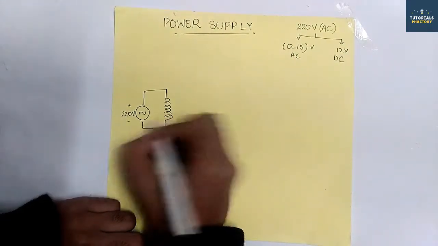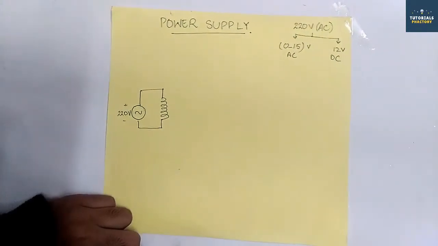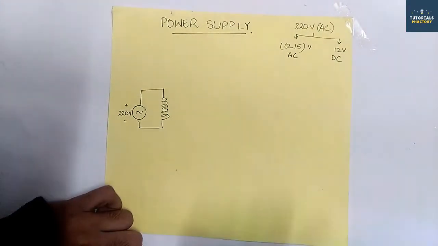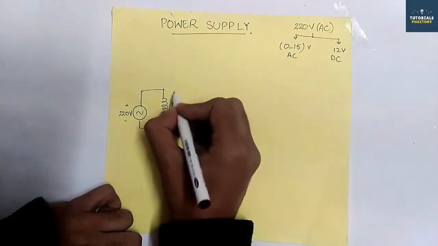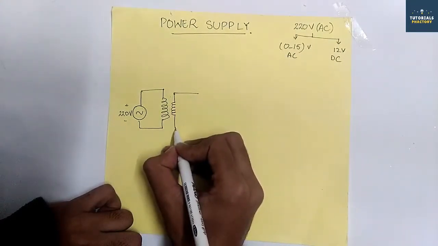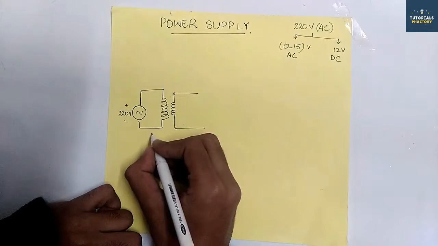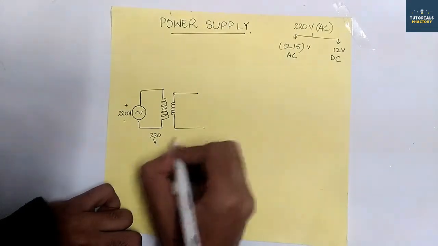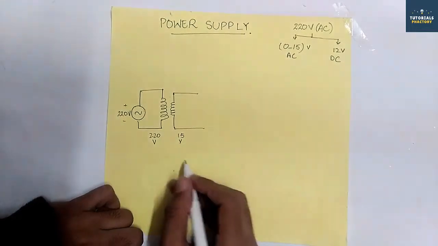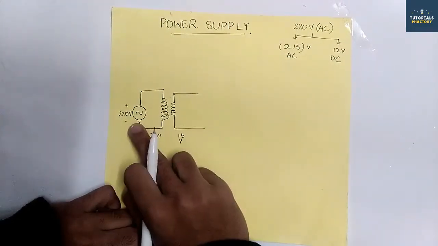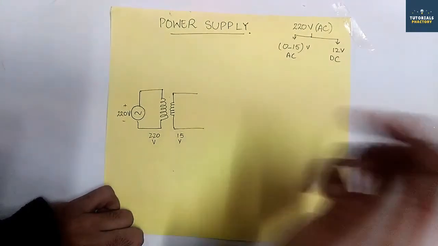Now this is the AC voltage that we are getting from the main lines, and we have to convert this by just plugging in the switch. So this transformer, I have made a step down transformer, which will give 220 volts to 15 or 16 volts AC. So this is our 220 volts being converted to 15 volts AC.